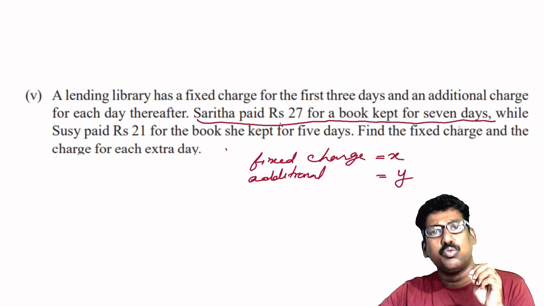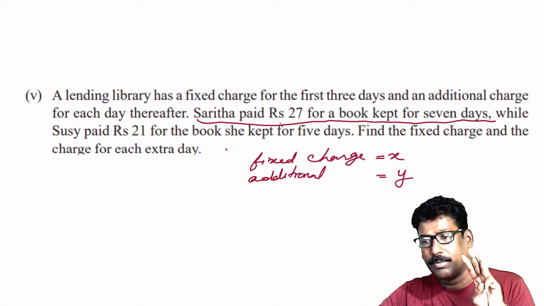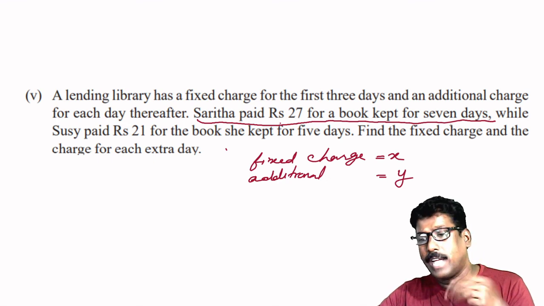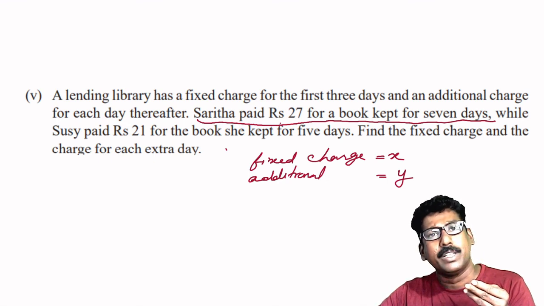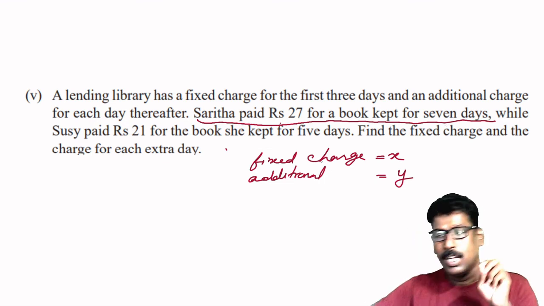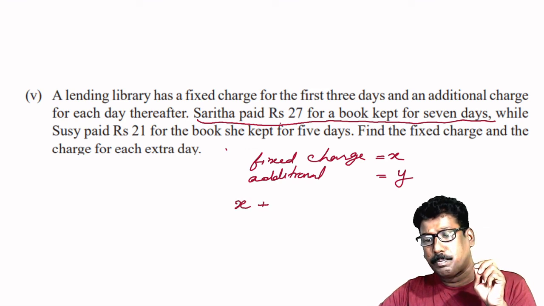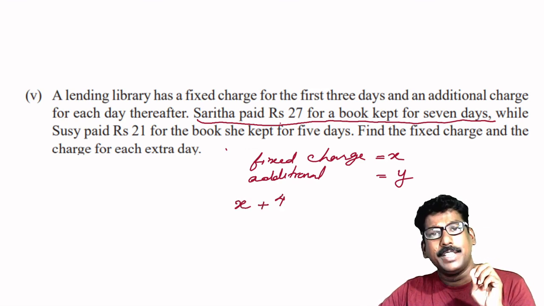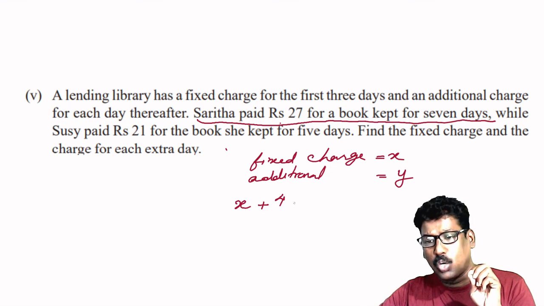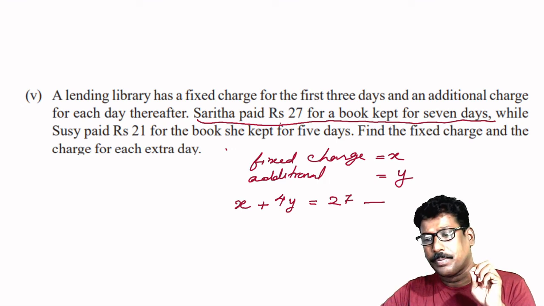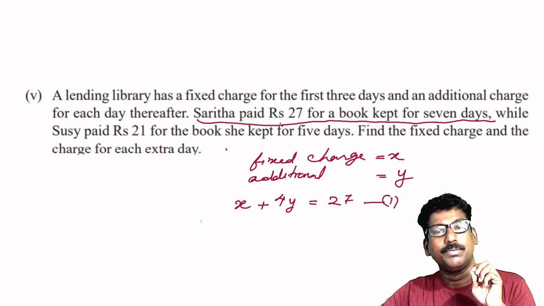You know for 3 days it is fixed, that means x. Then how many additional days will there be? 4 days, that means 3 plus 4 is 7. So that equation you can write as x plus 4y, since per day it is y rupees, and you have to give 27. This will be the first equation.